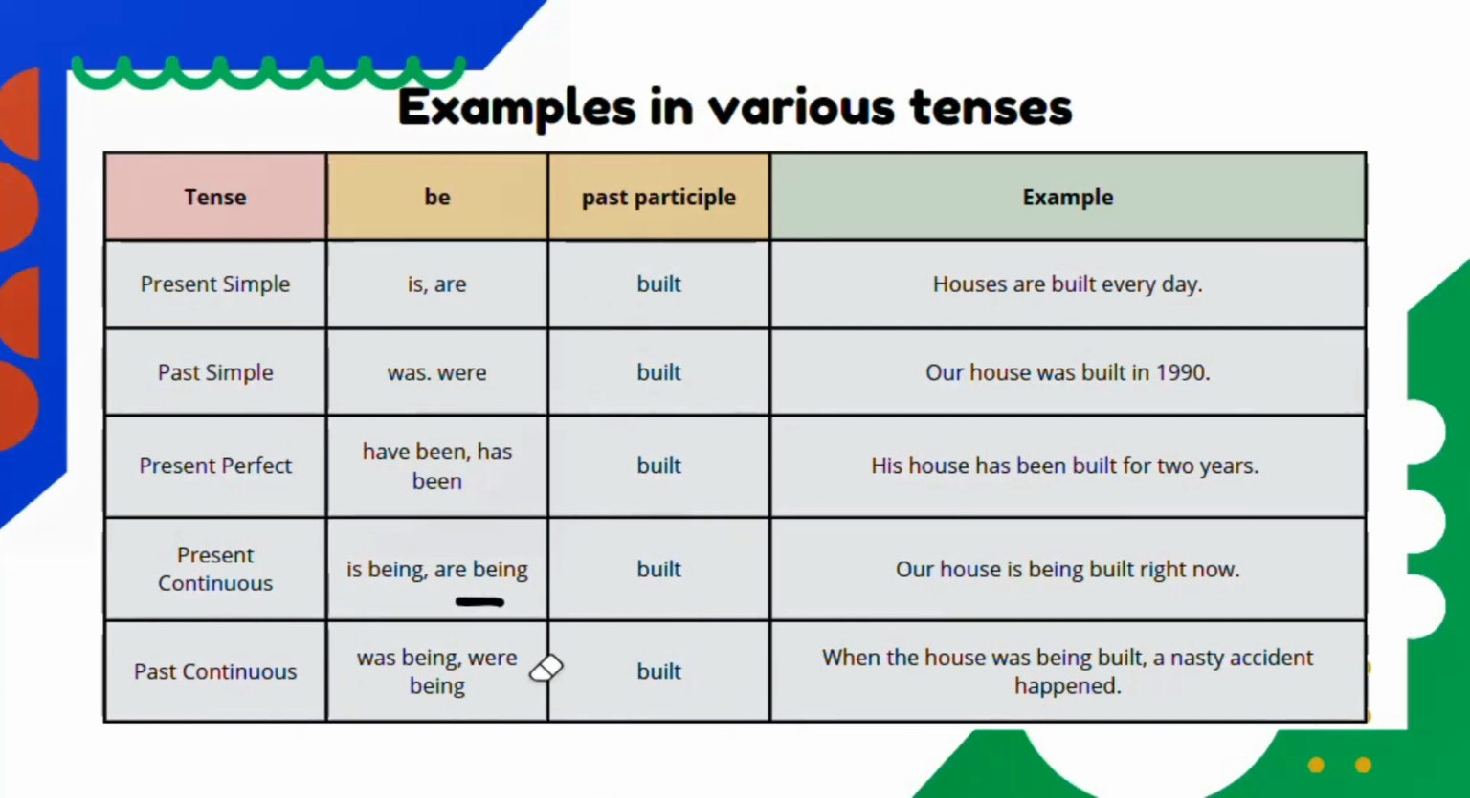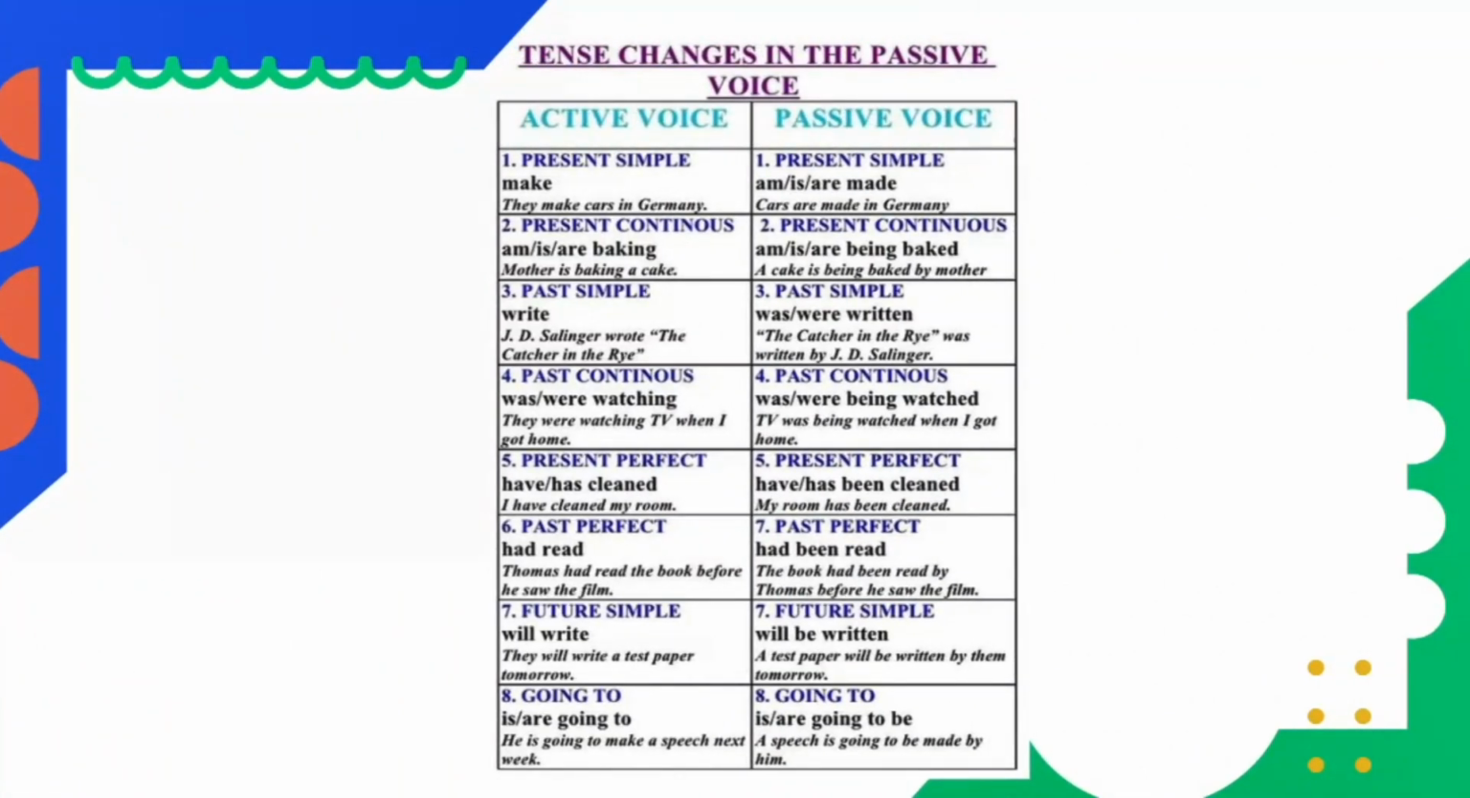You can take a screenshot of this chart, or I can give you something better than this where you have all the tenses mentioned. If you want to change present simple to passive voice, these are the changes. They make cars in Germany, cars are made in Germany. Mother is baking a cake, a cake is being baked by mother. J.D. Salinger wrote The Catcher in the Rye. The Catcher in the Rye was written by J.D. Salinger, and so on. You can just read it, take a screenshot of it, and save it with you. I hope you have got the idea pretty well.